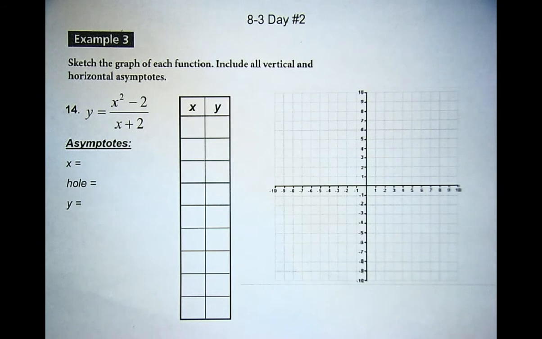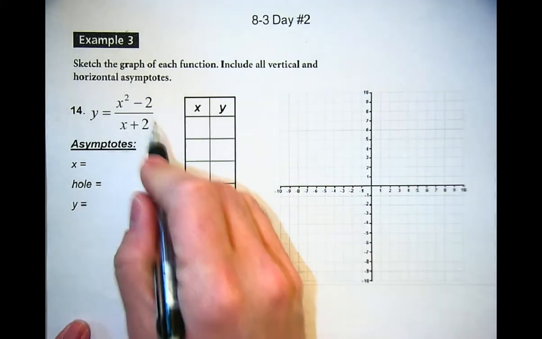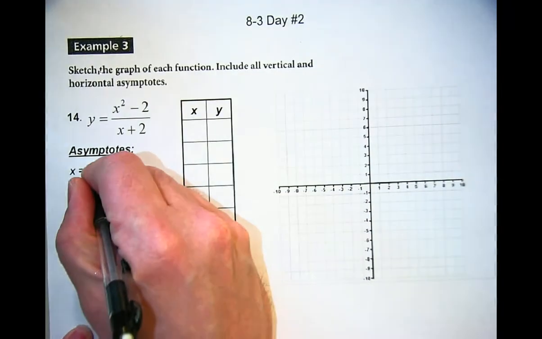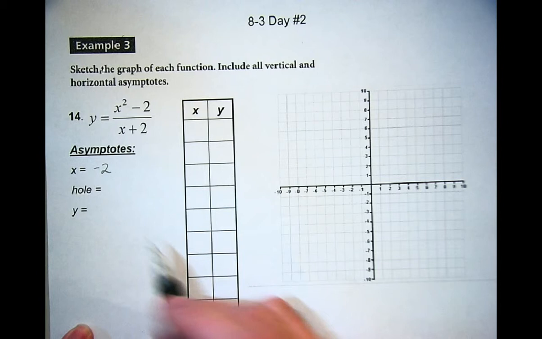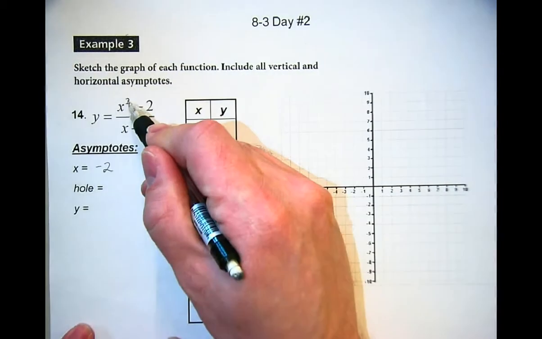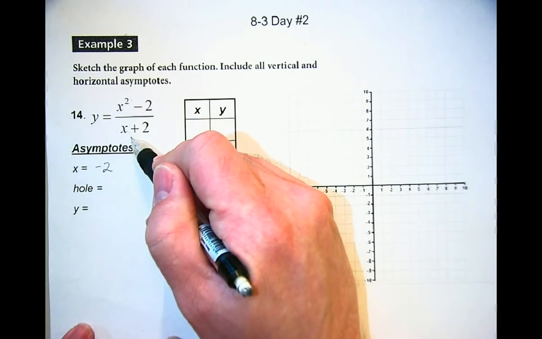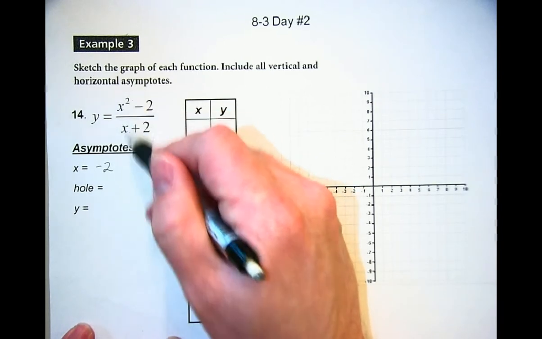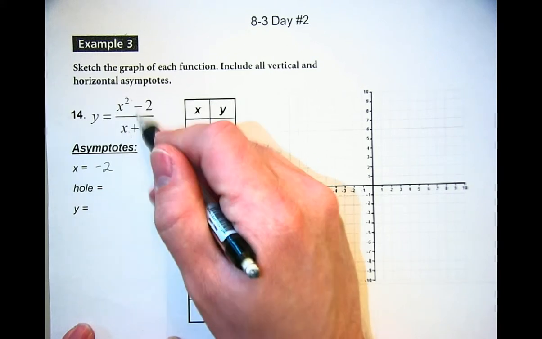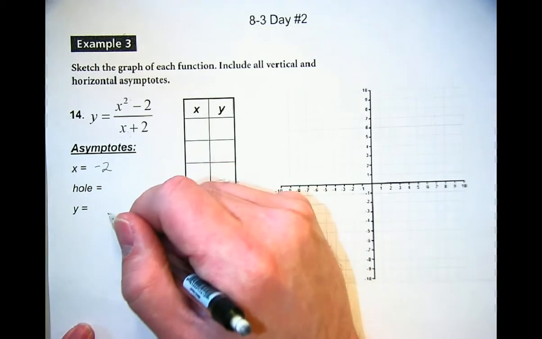Okay, we got slant asymptotes. So our x equals on this one. What makes our denominator equal 0? -2. Okay, we get -2 down there. So x equals -2. That's that asymptote. Now, if we're dealing with our y equals asymptote, remember, we've got to compare our powers. If the power is greater on top than it is on bottom, that tells us our asymptote's going to be slanted. And you have to use polynomial long division to figure out what the equation of that slant asymptote is.